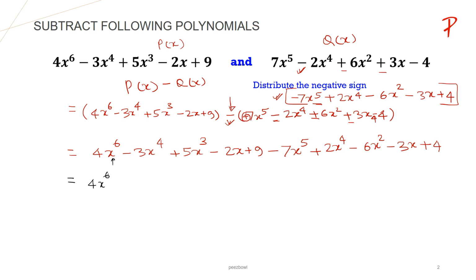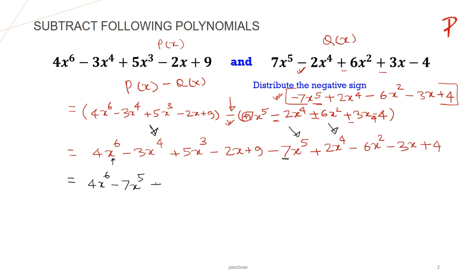And after that, let me find out the lower power of x. First we had 6. So the second power of x is x to the power 5. You see here x to the power 5. Now I need to see, is there any more term where x has a degree of 5? We don't have any, right? So I will write this next, minus 7x to the power 5. Okay. After that, the next power of x is 4, minus 3x to the power 4. But what I see here is that we also have x to the power 4. So I will write these two terms together.